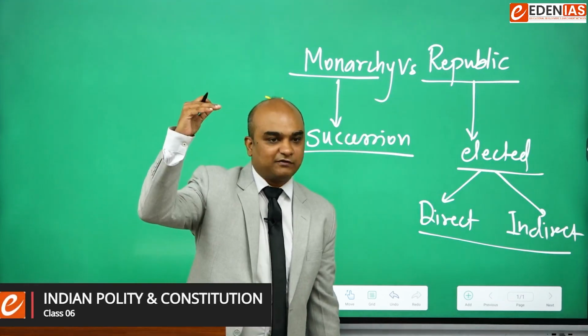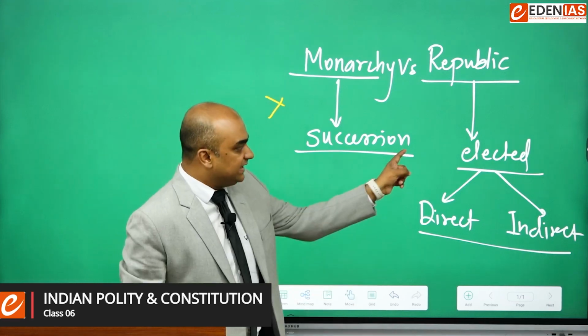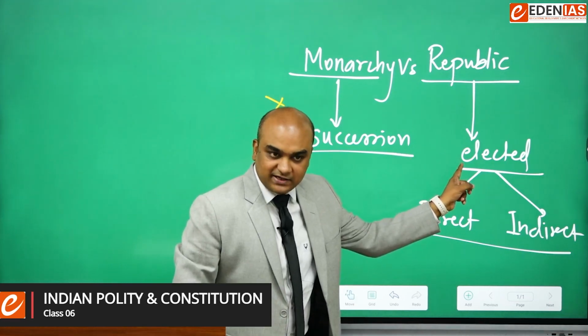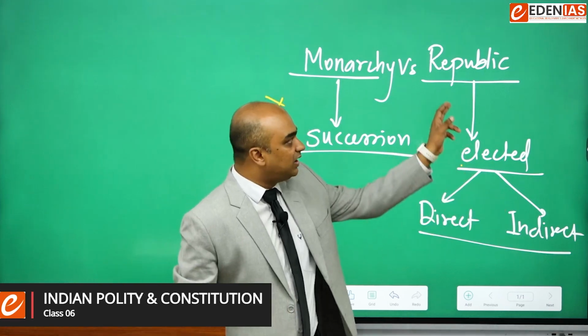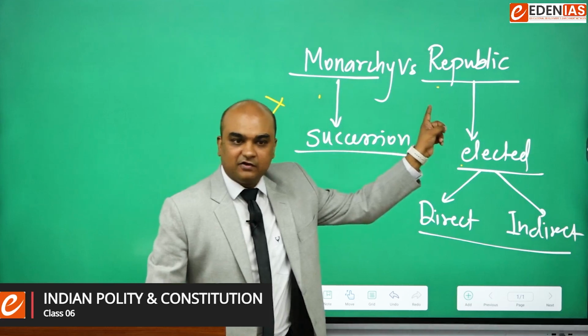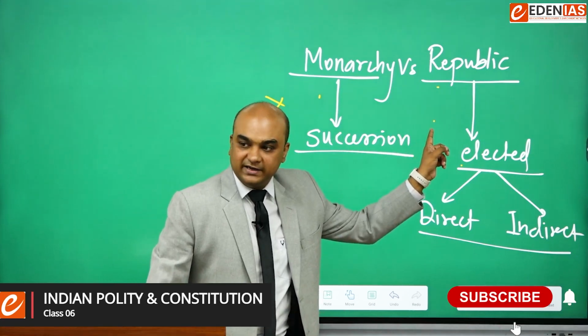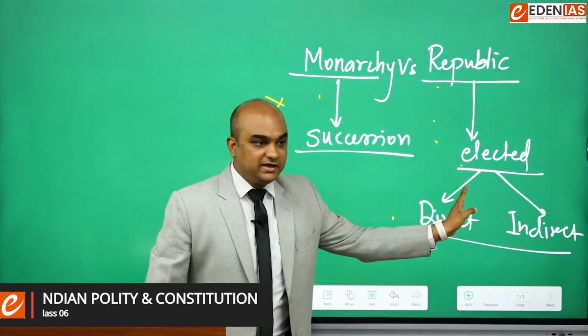So in a republic, the head of the state, the one who sits at the top of the government office or architecture or the hierarchical arrangement, is an elected person. How is the election taking place? Directly or indirectly? It could be any type. So a republic, unlike a monarchy, fills the head of the state's office via election. Election could be direct or it could be indirect.